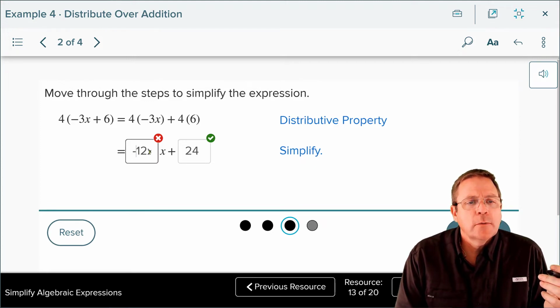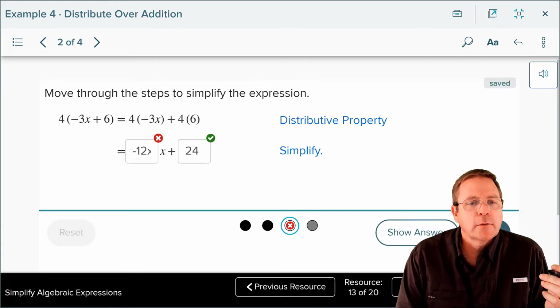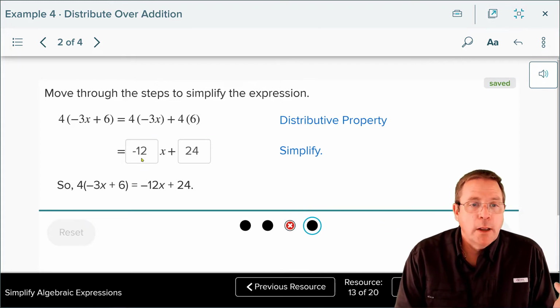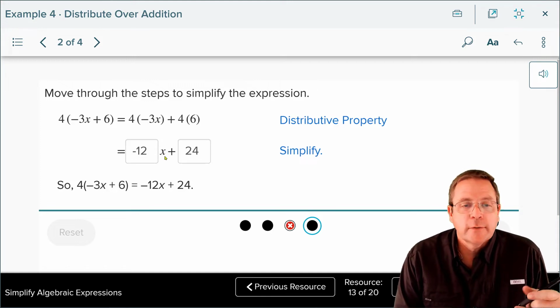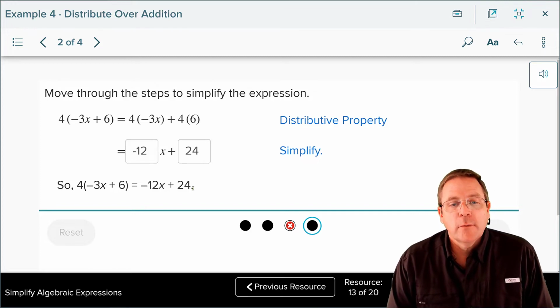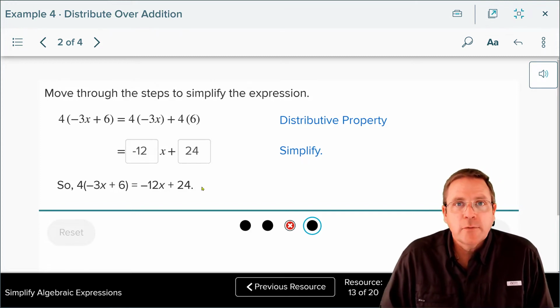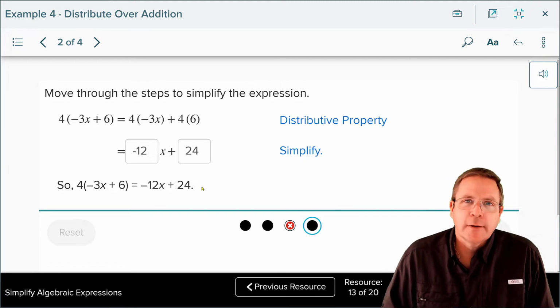Not sure why that one's wrong. Let's see what they said the right answer is. They said negative 12. Oh, that's why, because they had the x right there in front of it. I missed the fact that they gave us an x. So your answer is going to become negative 12x plus 24. Same answer I got. I just didn't realize they gave us an x ahead of time.